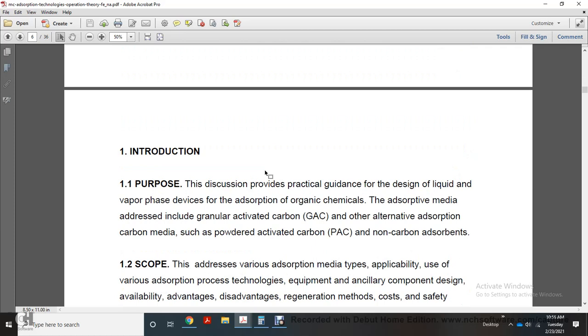Introduction. Purpose, scope. Purpose: the discussion provides practical guidance for the design of liquid and vapor phase devices for absorption of organic chemicals. Absorption media addressed include granular activated carbon, other alternative absorption carbon media such as powdered activated carbon, and non-carbon absorbents.